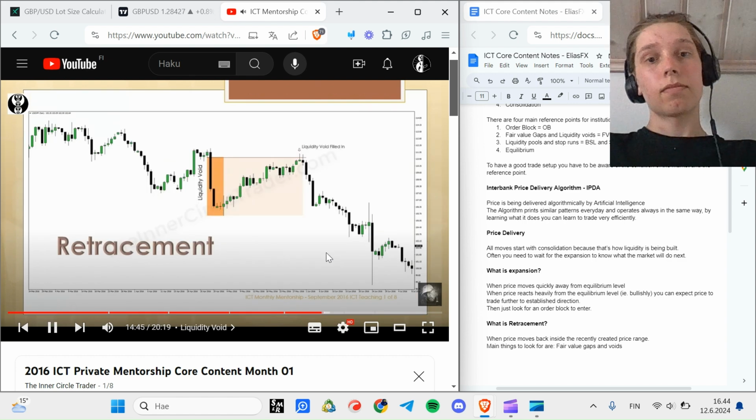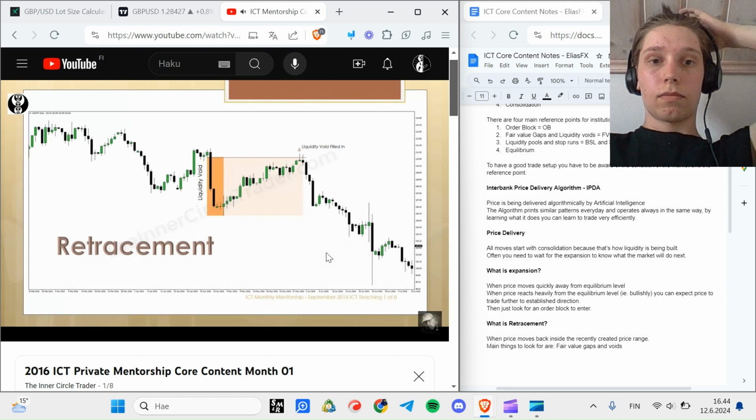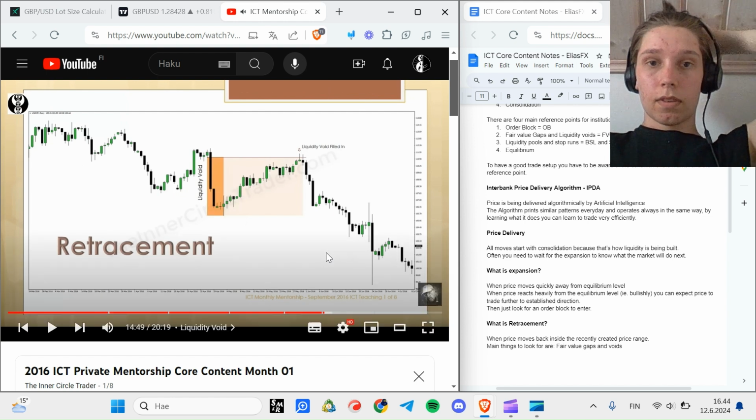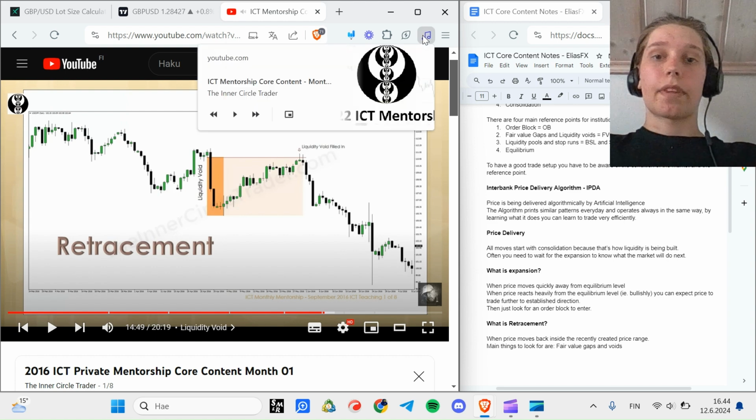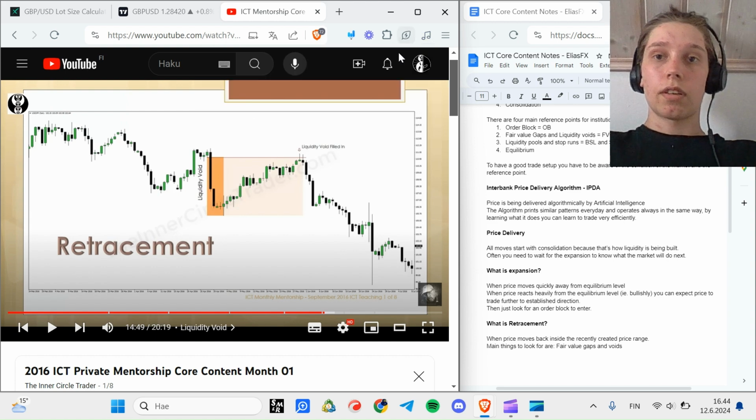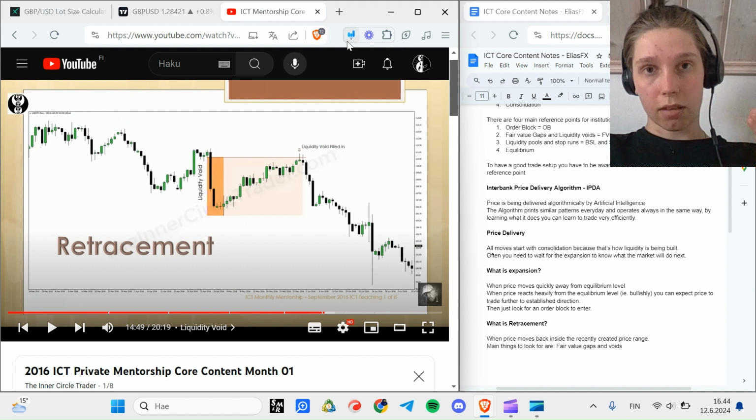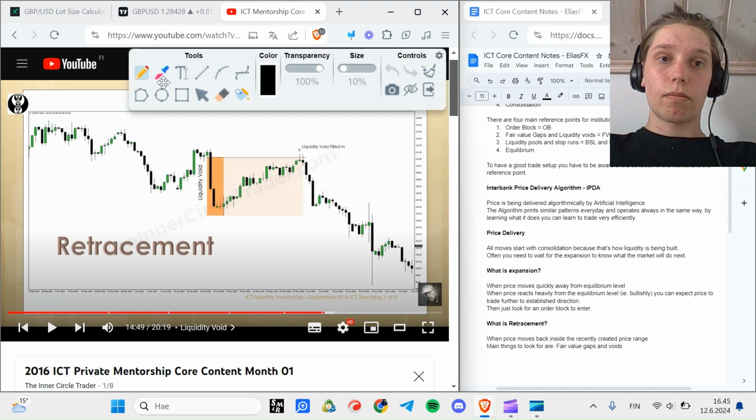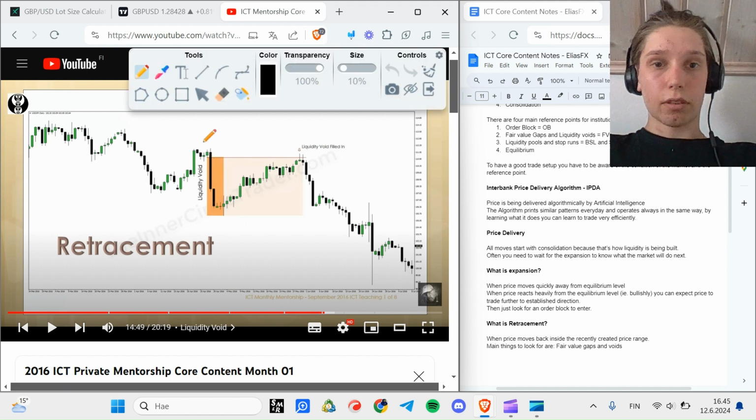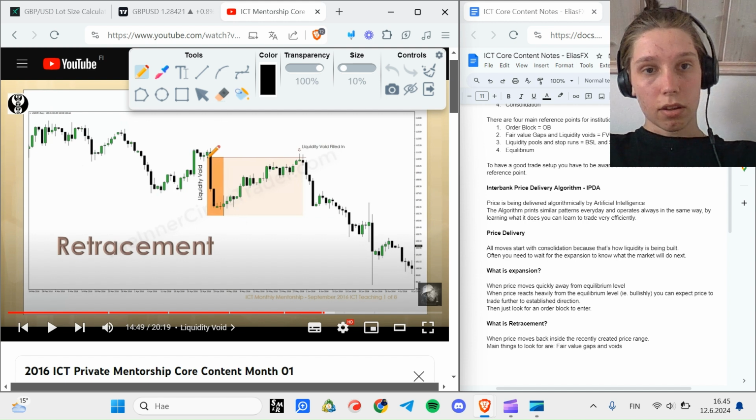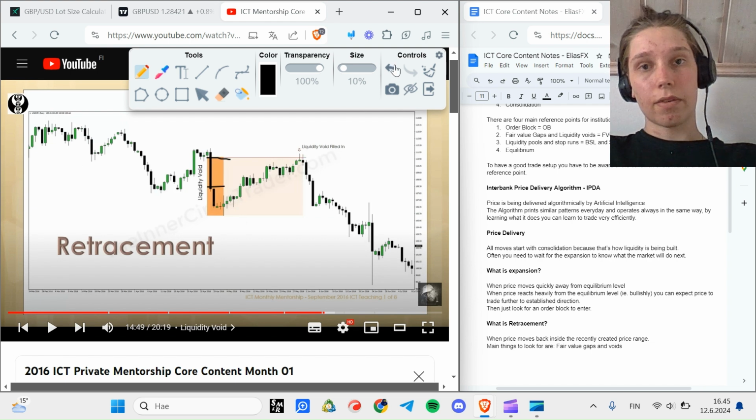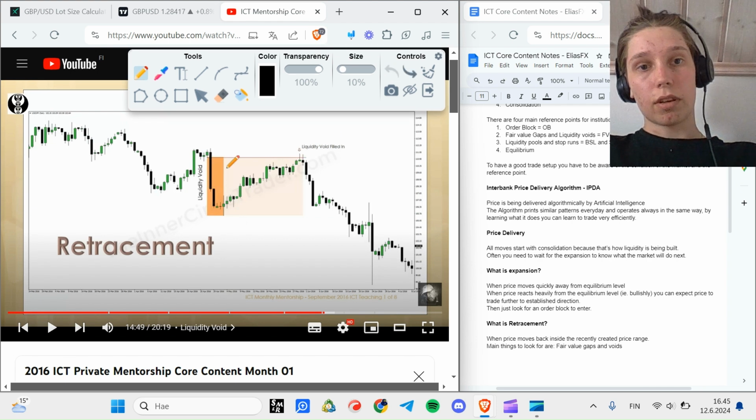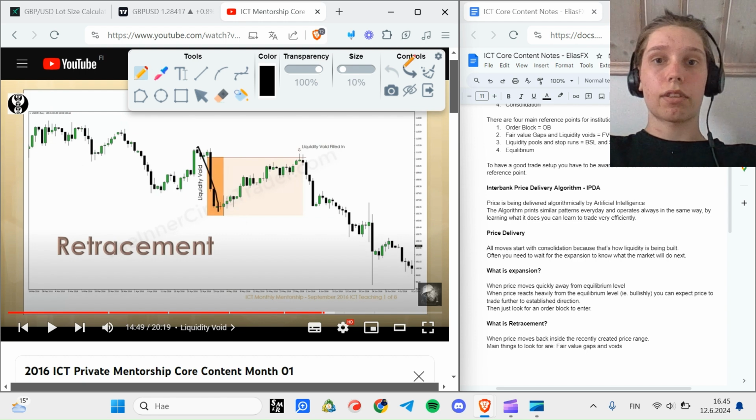Okay, this is an example of a retracement. As you can see here, you can see an example of a retracement. So this is pretty much what you can see here. There you can see a fair value gap. Very nice. We are having a bearish price leg to the downside, as you can see in here.